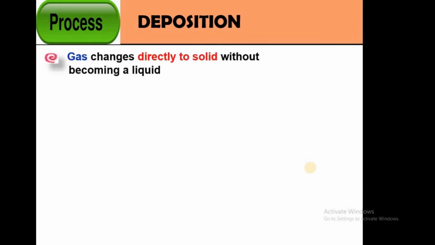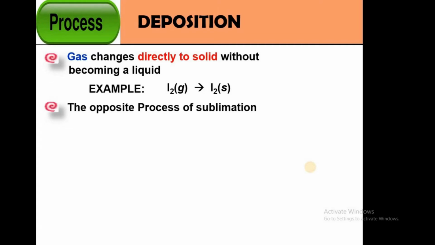Final process is deposition. Deposition is a process where molecules from vapor or gas state change to solid state without passing through a liquid phase. An example of deposition process is iodine gas becoming iodine solid. Actually, deposition process is opposite to the sublimation process. So how does this process occur, everyone?